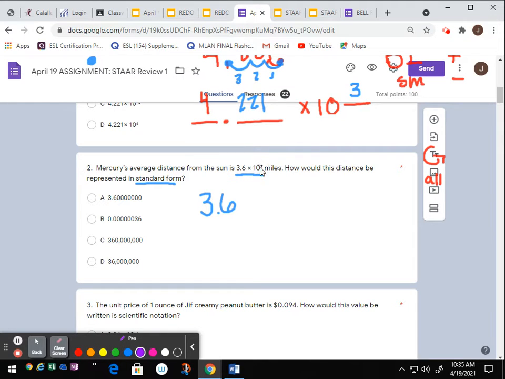So we see that we have a positive exponent on the 10. That means we're going to move our decimal place to the right 7 spots. We have our decimal here, and we're going to move it over 7 times: 1, 2, 3, 4, 5, 6, 7. So our new decimal is going to be right here, and we fill in all these spots with zeros. We have 1, 2, 3, 4, 5, 6 zeros. So now our new number is 36 million, which is answer choice D. D is the right answer for number 2.